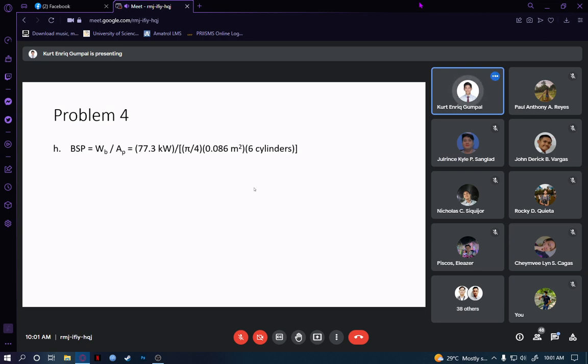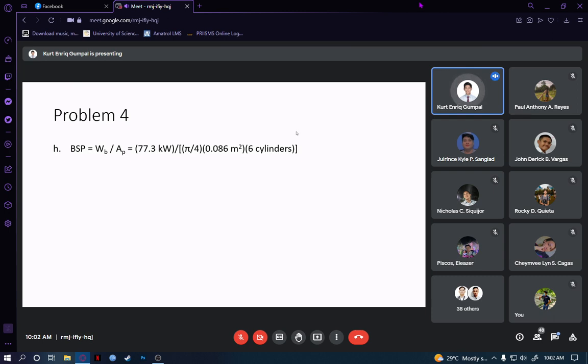Now your H, what is your H? Your H is what we call your brake specific power. What is your brake specific power? Recall our definition of terms. Your brake specific power is your braking power divided by the area of your piston. We got the braking power earlier, 77.3 kilowatts. So we just have to get the area of your piston.